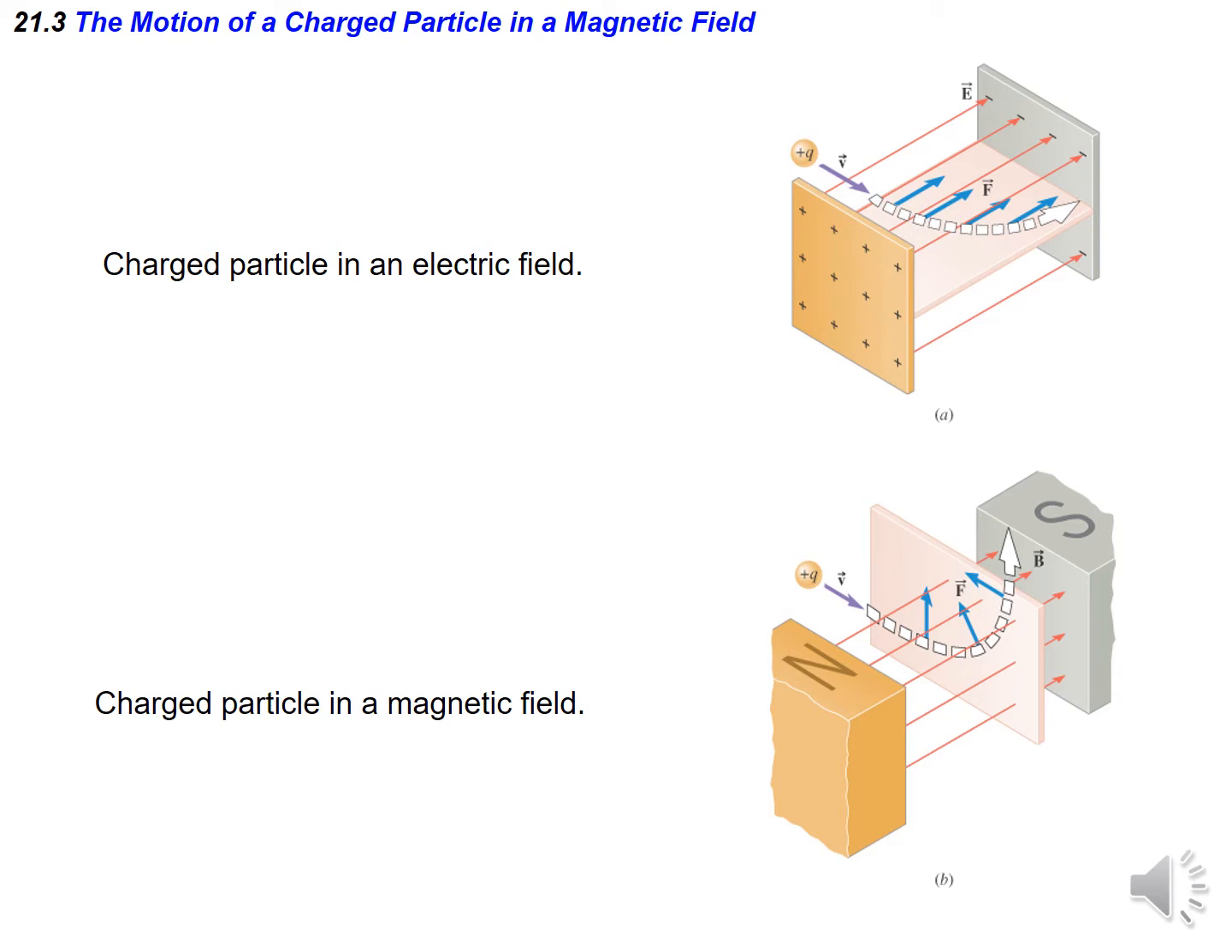So illustrated here is the difference between the movement of a charge in an electric field and in a magnetic field. Because of the effect of the magnetic field, there will be a change in the direction of the charge, as shown in the diagram.